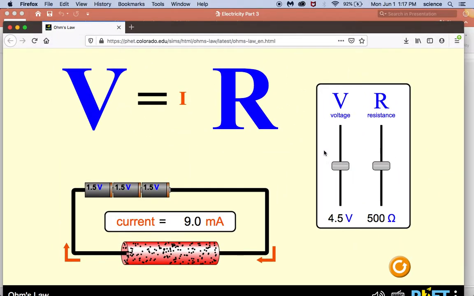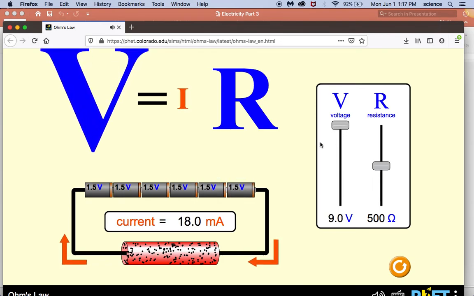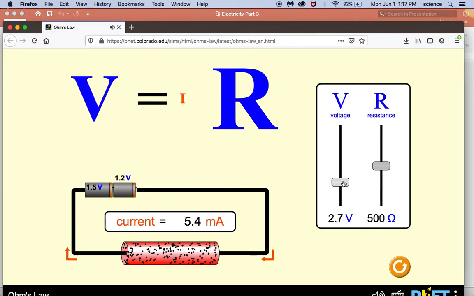So here we go. As I increase the voltage, I'm going to have the voltage go up. Let's see what happens to the current in the circuit. So here's my current, it's 9. As the voltage gets bigger, the current also gets bigger, right? So the voltage was 4.5, the current was 9 milliamps. Now the voltage is 9 and the current is 18 milliamps. So the voltage and the current are directly proportional to one another. All right, I'm going to put this back down.